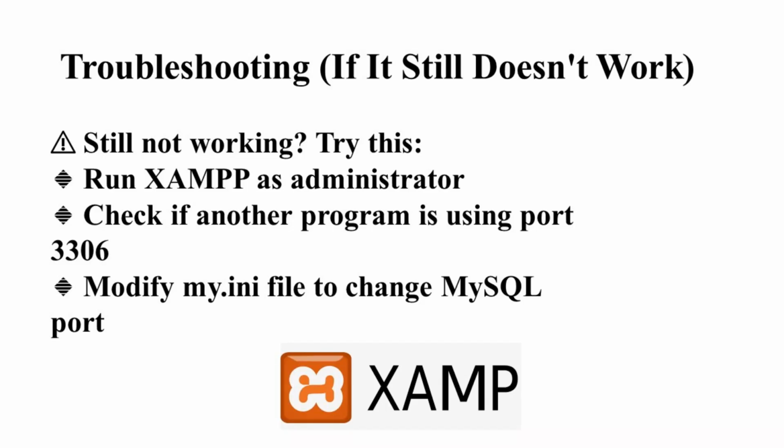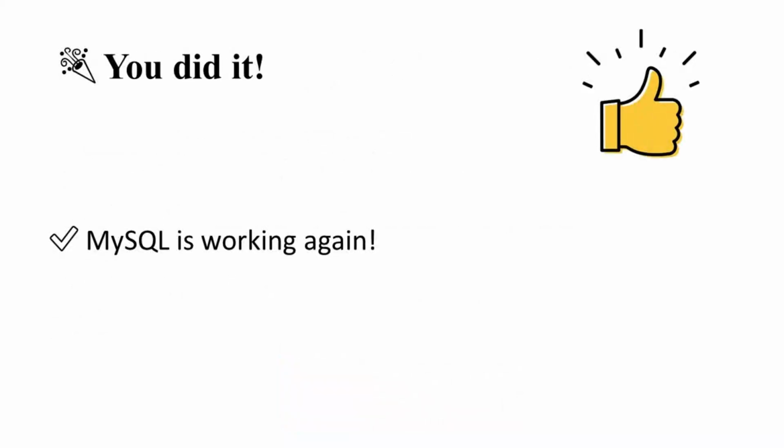So if MySQL still doesn't start, try running XAMPP as an administrator. Also check if another application is using port 3306. You may need to change the MySQL port settings in my.ini. So that is basically how you can fix the MySQL Shutdown Unexpectedly error in XAMPP.